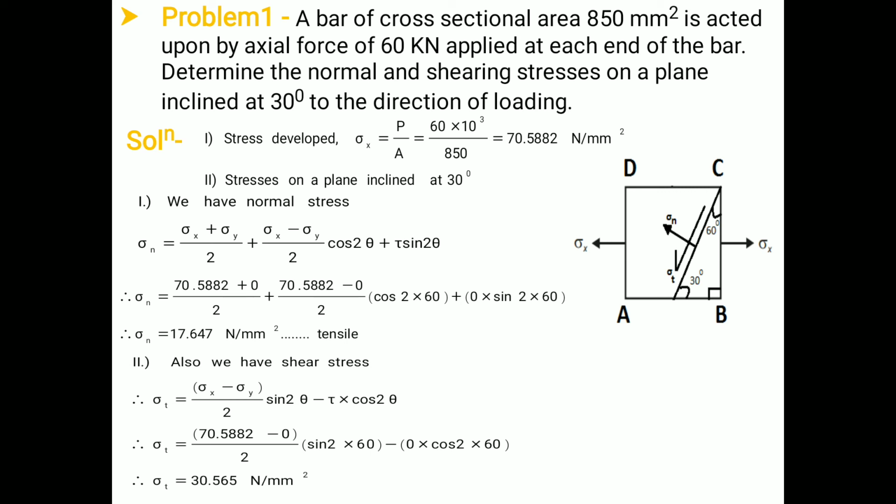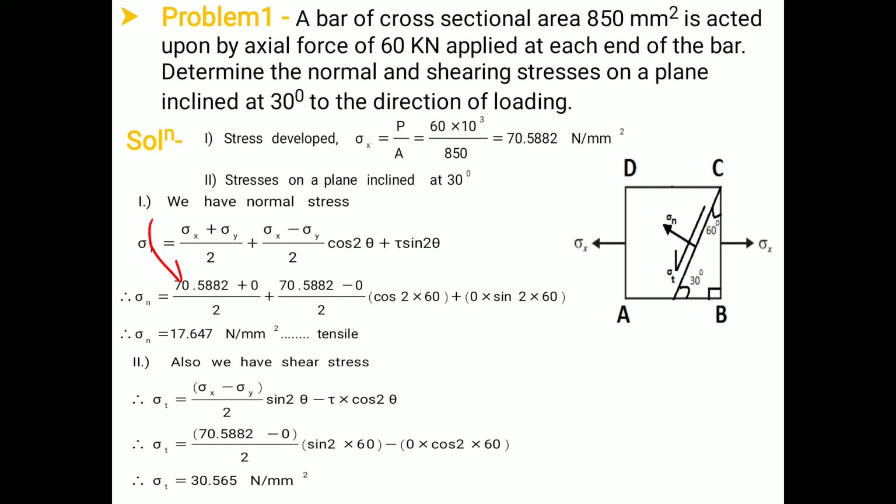Okay, so we have normal stress on an oblique plane given by sigma x plus sigma y by 2 plus sigma x minus sigma y by 2 cos of 2 theta plus tau sine of 2 theta. Okay, but what does it indicate? It indicates that the value of sigma y is equal to 0 and the value of shear stress will be equal to 0, because it is the case of uniaxial stress.